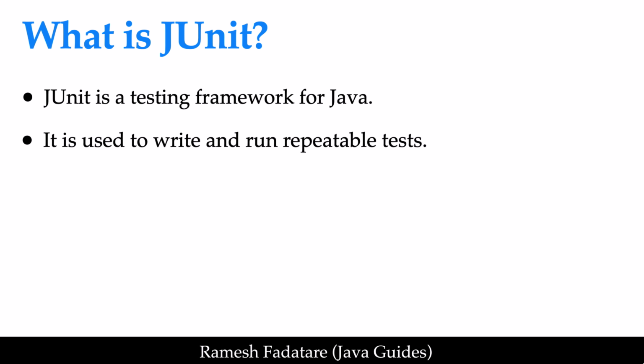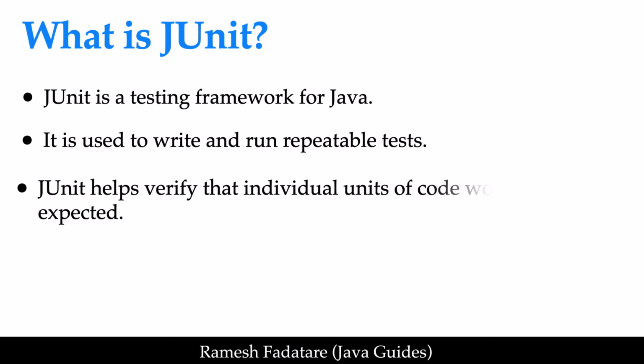One of the key features of the JUnit framework is that it allows you to create unit test cases that can be run over and over again with consistent results. Next, JUnit helps to verify that individual units of code work as expected. The main goal of JUnit is to help you verify that small individual parts of your code, such as methods or functions, perform correctly.